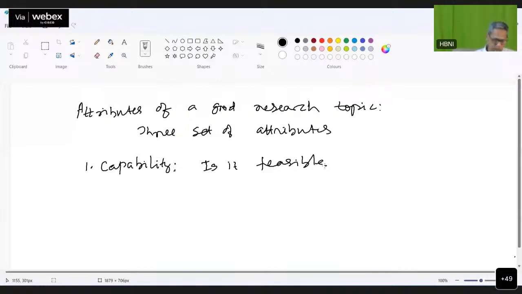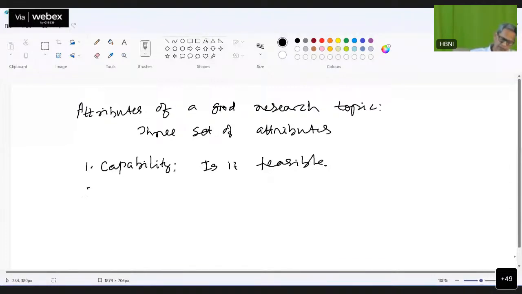Suppose you want to do an experiment, say a high energy experiment, then you must have enough facility for data analysis to transfer a huge amount of data, and you must have in your institute enough facility to do the data processing. So this is one of the attributes that you have to consider when you are selecting a research topic.